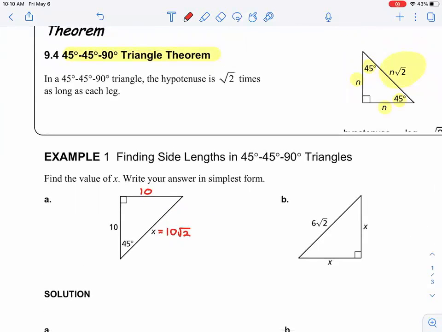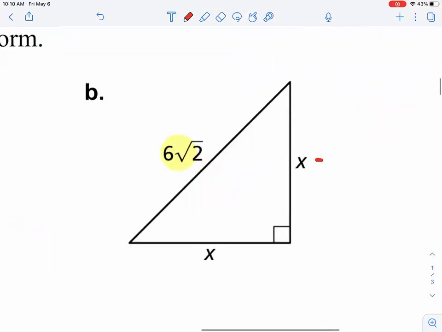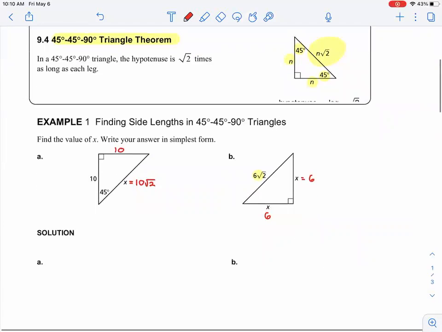Okay, again, the two legs have the same measure. And then the hypotenuse is always the leg times the square root of 2. Okay. And that's for a 45, 45, 90. So like part B, this one gives us the hypotenuse is 6 root 2, which means the legs have to be 6. So that side 6 and that side 6. Done. Simple, no work.